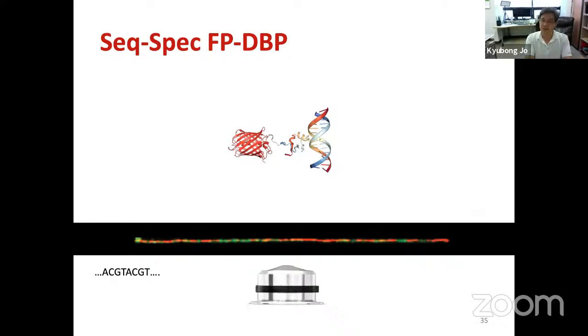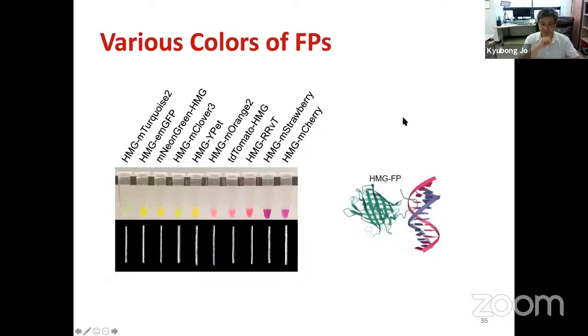Okay, next one, not just staining the DNA molecule. Many DNA binding proteins have the capability to recognize specific DNA sequences, so I thought it is possible to stain the DNA molecule in a sequence-specific way. This is one example. First, we added various colors, many fluorescent proteins, to the DNA binding motif, and we were successfully able to visualize individual DNA molecules using different FPDBPs.